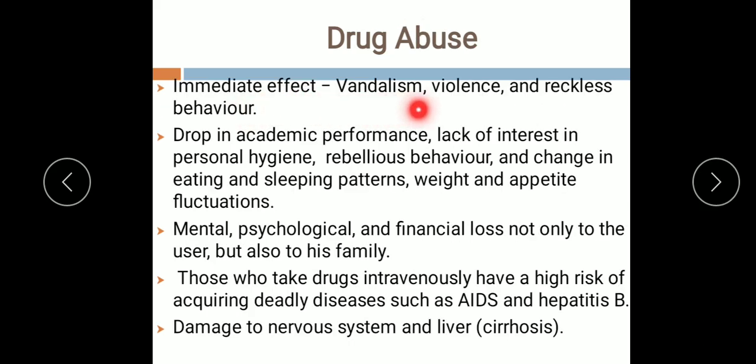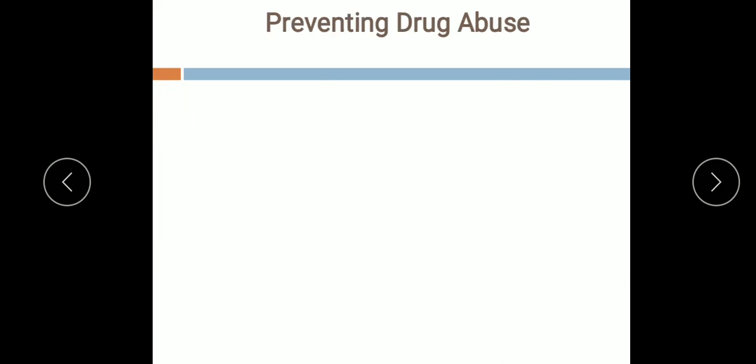Immediate effects are vandalism, violence, and reckless behavior. Drop in academic performance, lack of interest in personal hygiene, rebellious behavior, and change in eating and sleeping patterns. Weight and appetite fluctuations are also seen. Mental, psychological, and financial loss not only to the user but also to his family. Those who take drugs intravenously have a high risk of acquiring deadly diseases like AIDS and hepatitis B. Damage to the nervous system also, and the liver, that is cirrhosis. So these are all the effects of drug abuse.